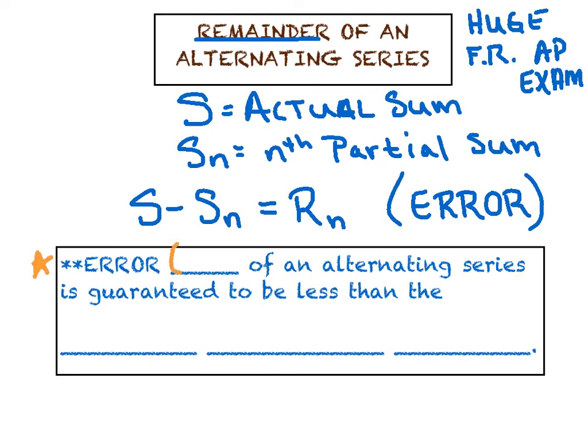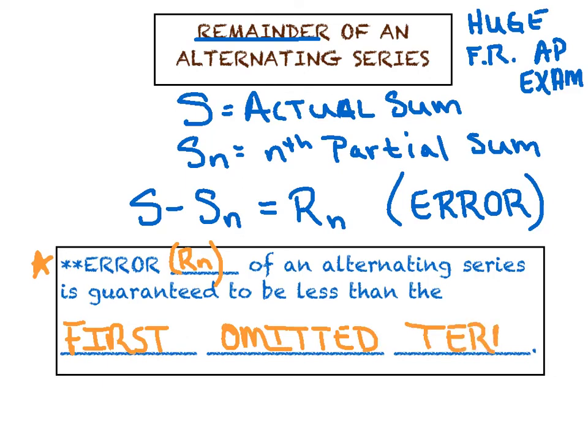The error, or what could also be called the remainder, of an alternating series is guaranteed to be less than the first omitted term. I'm going to sound like a broken record some days in class, where I just keep preaching first omitted term, first omitted term, first omitted term.